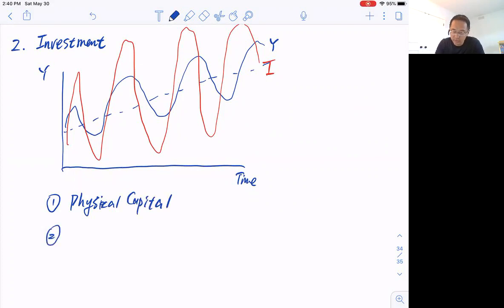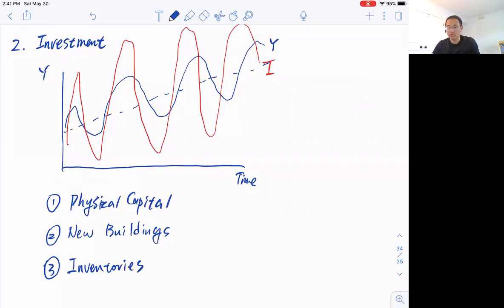And 2 is any new buildings, so including private residences in this case, right? So any new factories and new malls and new homes, those are also viewed as new building investment. Then finally, okay, is inventories. So these are things that have been produced but have not been sold yet, right? So only these 3 things are considered as investment in economics. Nothing else is. And so remember that, right? So buying stock and gold and Bitcoin, those things are not considered as investment, okay?